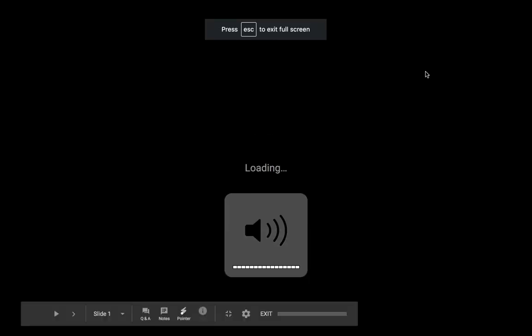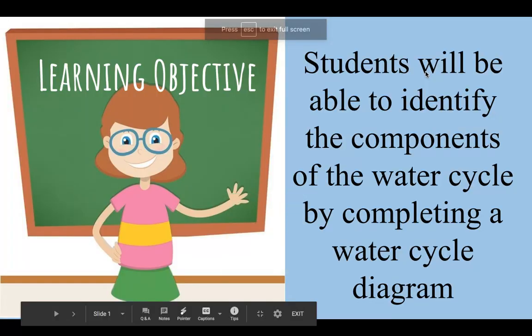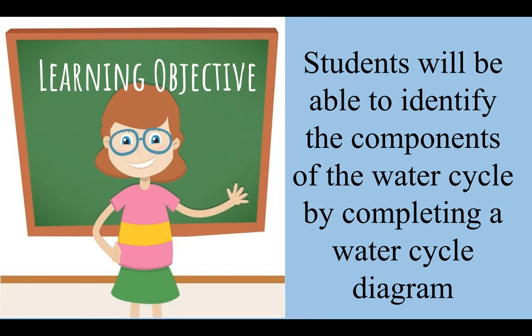Hello, my students. Today we are going to jump into a science lesson. So this is our learning objective. Students will be able to identify the components of the water cycle by completing a water cycle diagram.